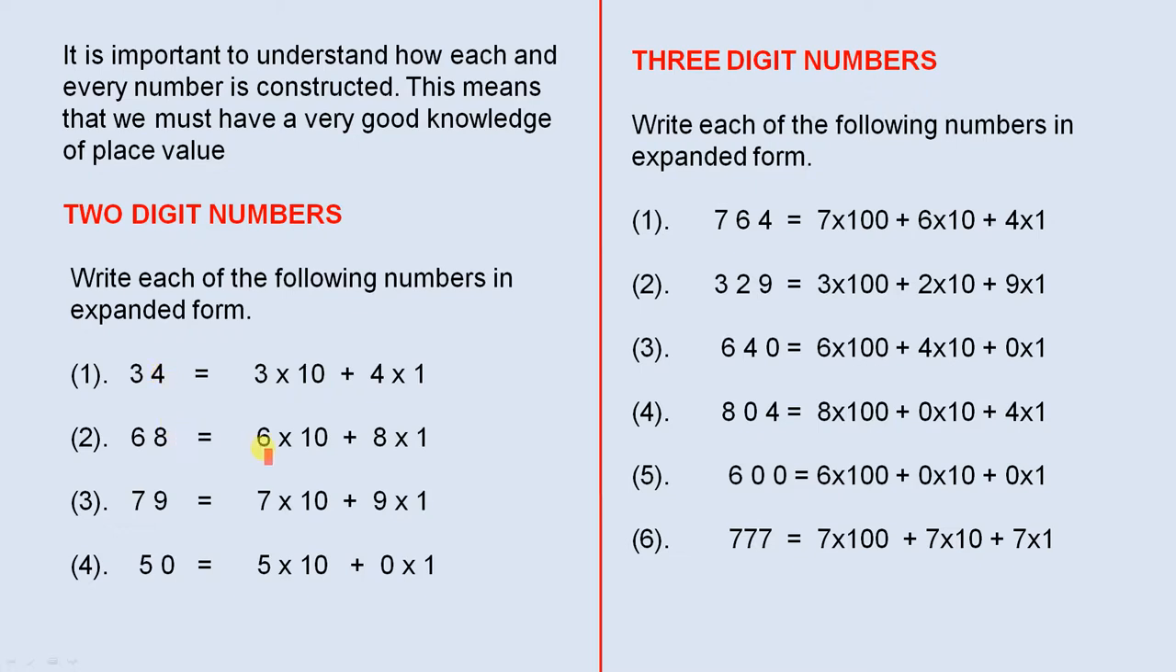With 68, it's 6 tens and 8 ones. 79 is 7 tens and 9 ones. And 50 is 5 tens and 0 ones.